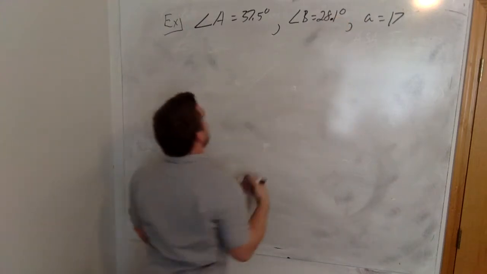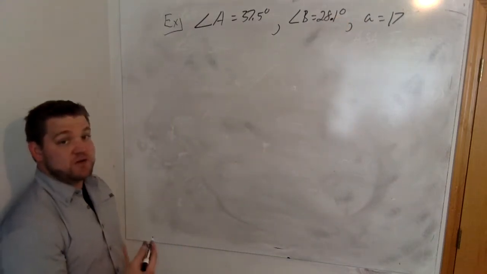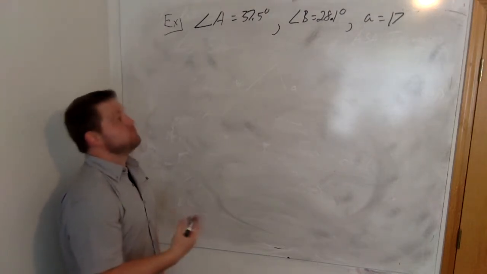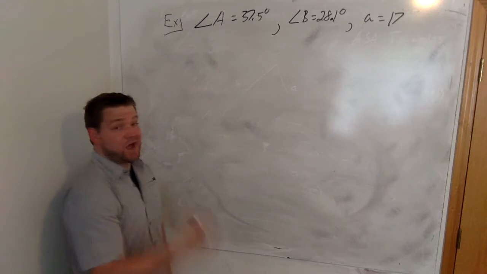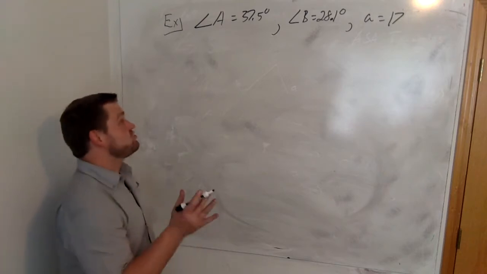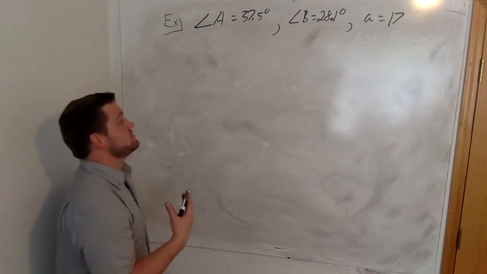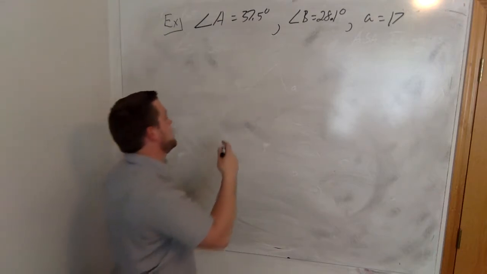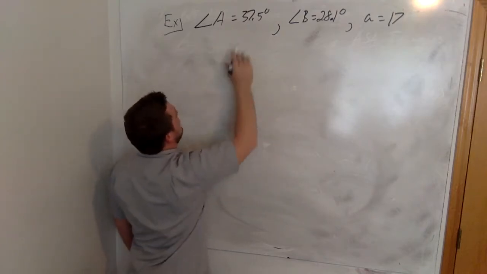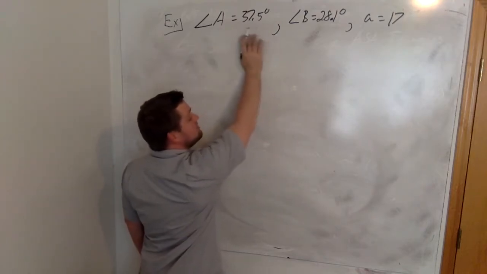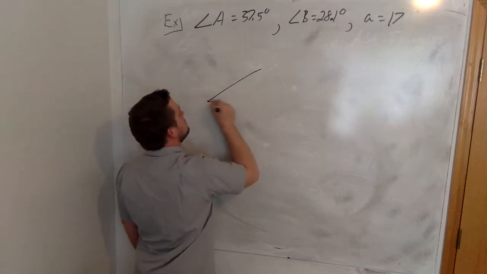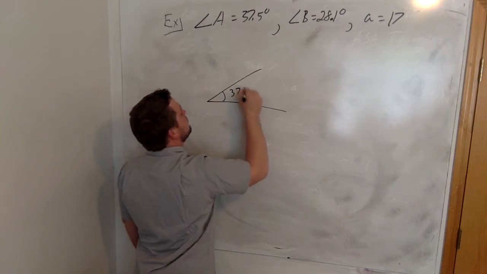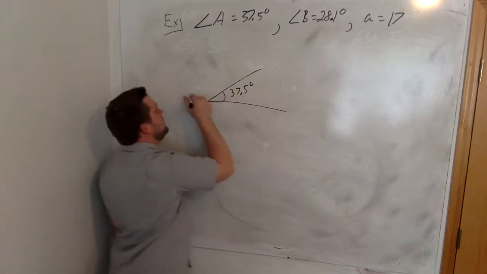Okay, so what I always like to do is I try to draw these triangles. You don't have to be drawing these triangles to scale. You can kind of algebraically go through these. I try my hardest to draw a triangle that's roughly to scale to get a feel for what's going on. So angle A here, I'm going to notice that this is an acute angle. It's less than 90 degrees. So in this case, this is 37.5 degrees. This is angle A.